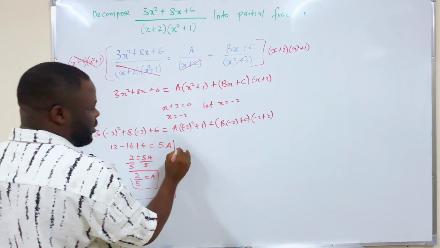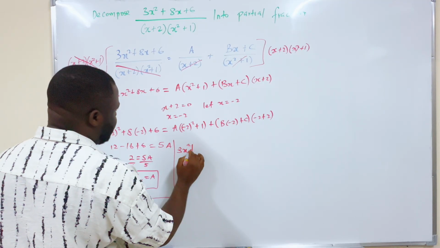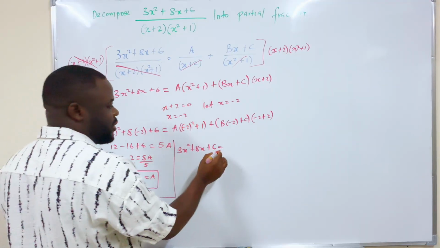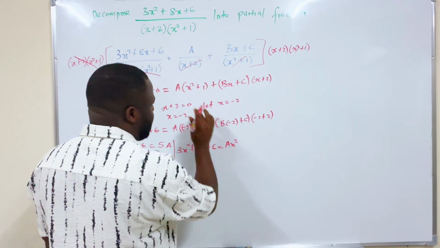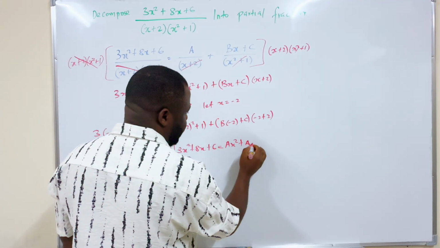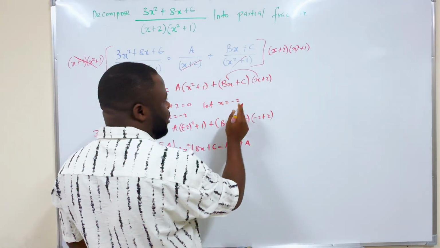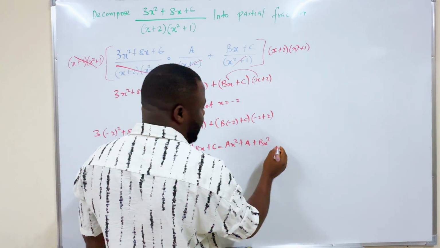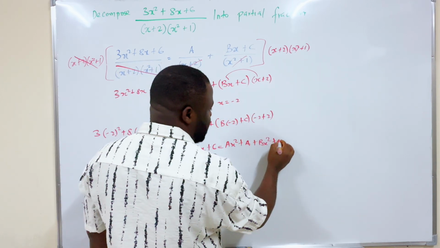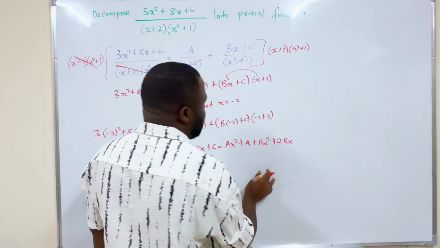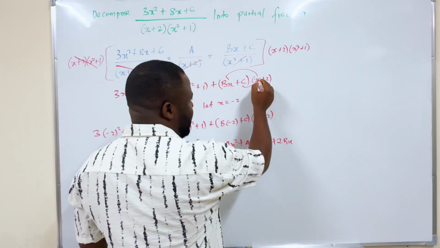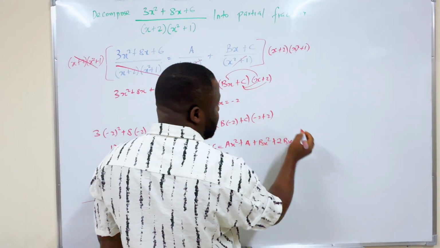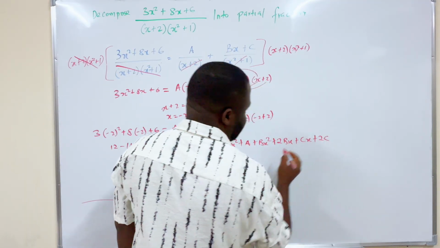So we can say 3x squared plus 8x plus 6 equals a multiplied by x squared, we have ax squared, a multiplied by 1, plus a. So we now have b multiplied by x, plus bx squared, and b multiplied by 2 will give you 2bx. So let's go to c. c multiplied by x, plus cx. Now c multiplied by 2, plus 2c.